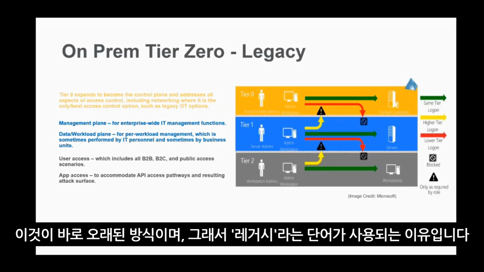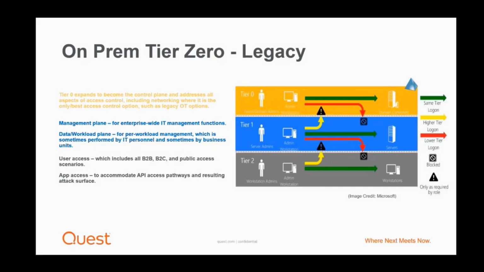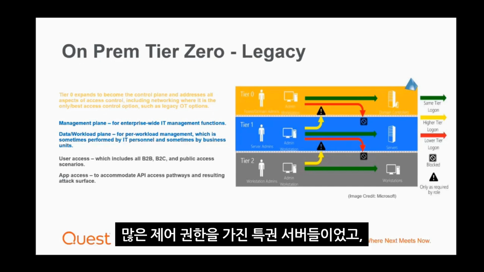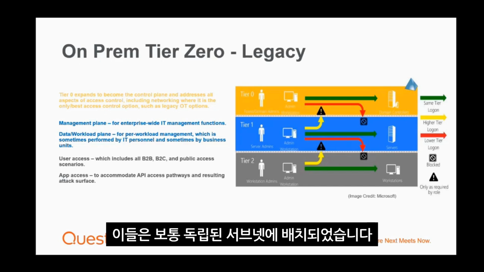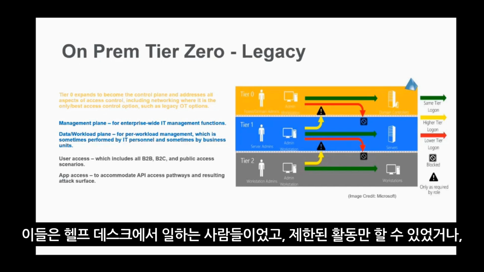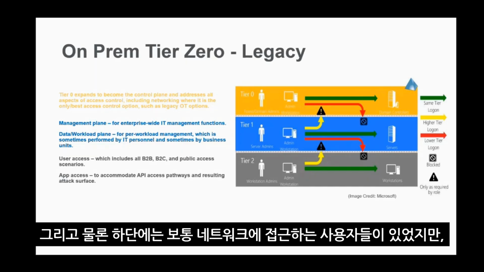So this is the old, and that's why you see the word legacy there, the old on-prem Tier 0. This was the way it was designed originally, where Tier 0 were domain controllers and privileged servers that had lots of control over your network. They were usually on their own subnet. Maybe you had a separate subnet for your Tier 1 workers, people that worked at the help desk. They had some limited action or activity, or maybe not, to your Tier 0 servers. And then, of course, down at the bottom there was usually your workers, the users' access to the network.